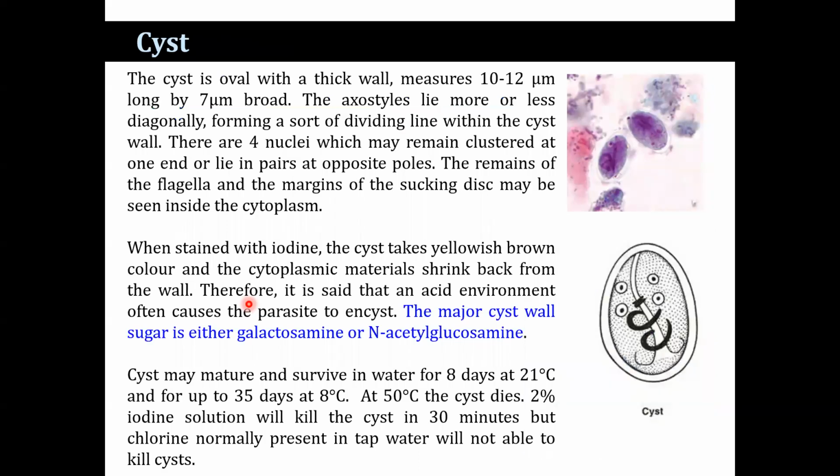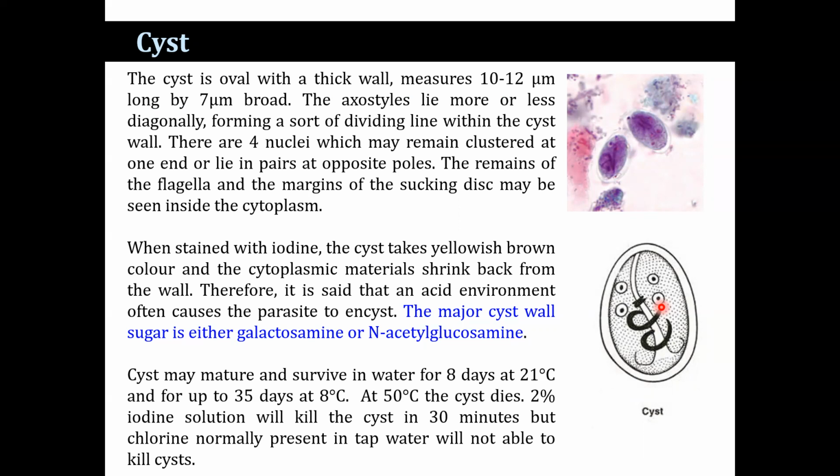The cyst is oval with a thick wall, measuring 10 to 12 µm long and 7 µm broad. The axostyles lie more or less diagonally, forming a sort of dividing line within the cyst wall. There are 4 nuclei, 1, 2, 3, 4, which may remain clustered at one end or lie in pairs at opposite poles. The remains of the flagella and the margins of the sucking disc may be seen inside the cytoplasm.